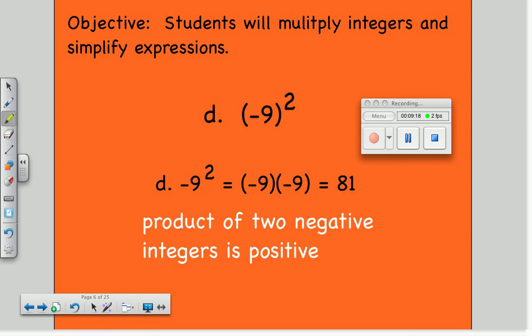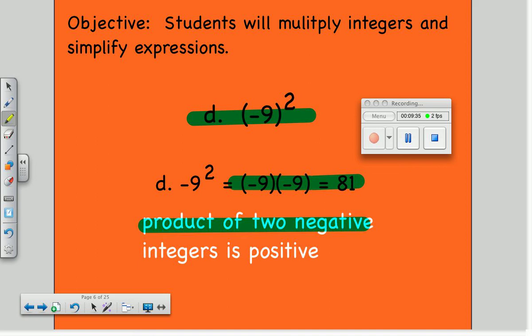And letter D, now with exponents. Negative 9 squared. That means negative 9 times negative 9. Make sure you have that as repeated multiplication. Hate to hate is good. That's positive. And 9 times 9 is 81. Positive 81. So the product of two negative integers is positive.